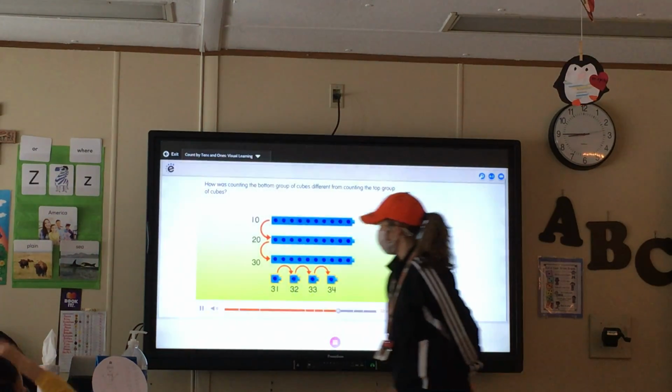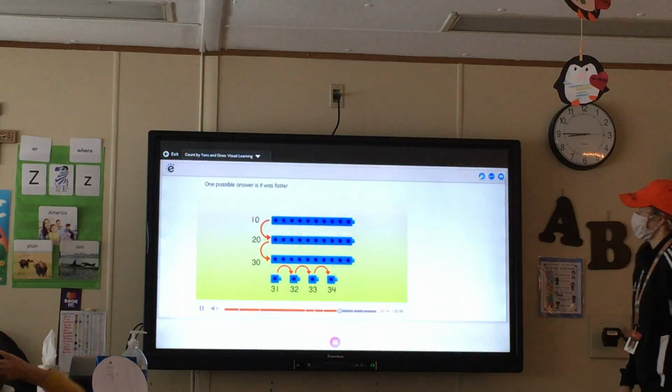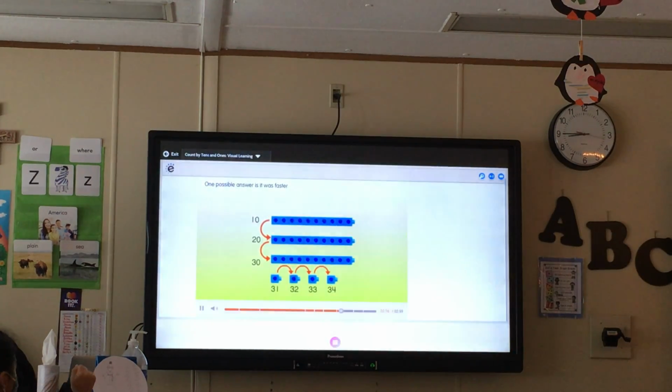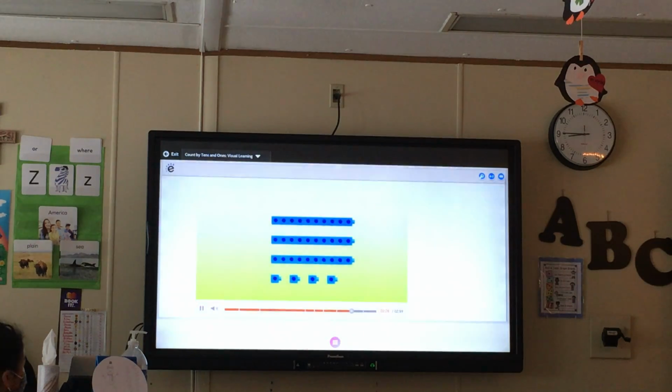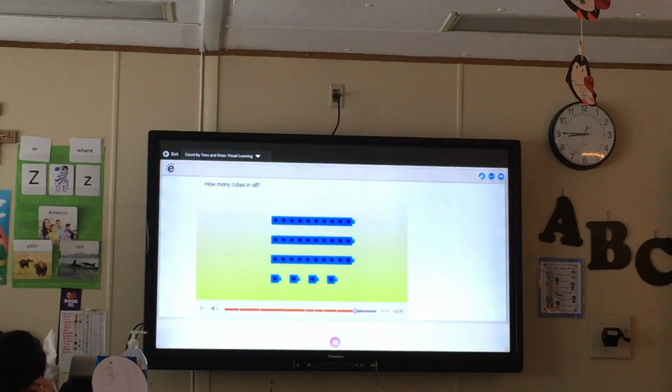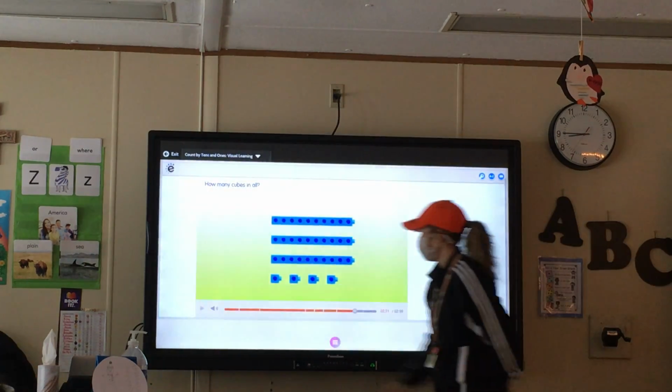Okay? Good. One possible answer is it was faster. Well, that's true too, right? It's good counting. Why is grouping and counting by tens a faster way to count? Well, we've talked about this. One possible answer is there are fewer groups to count. How many cubes in all? 34. 34, right? Very good.